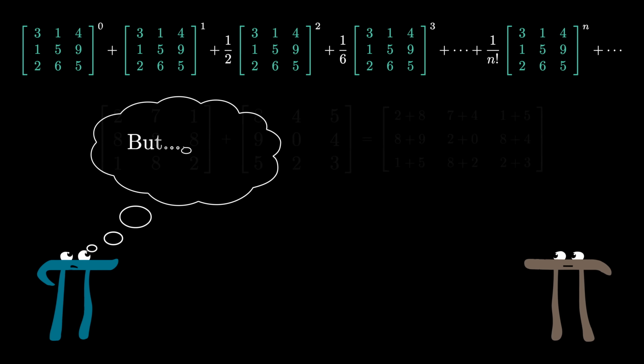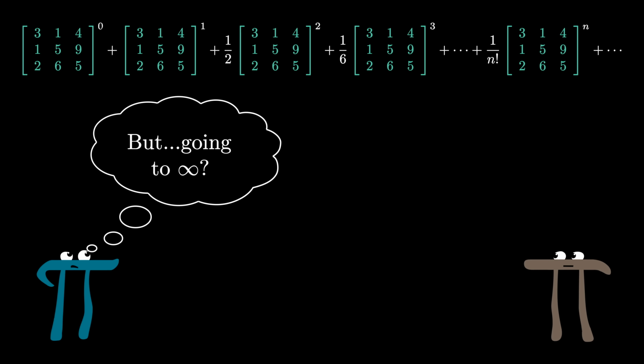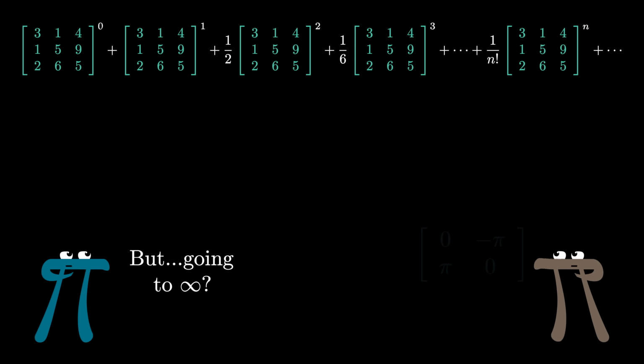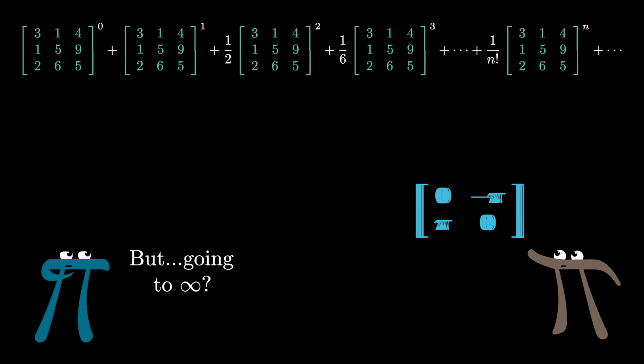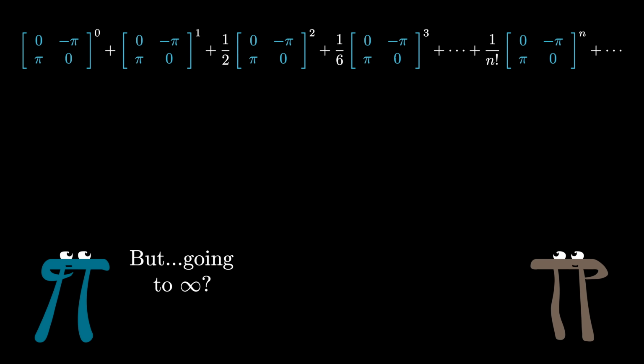The astute among you might ask how sensible it is to take this out to infinity, which would be a great question, one that I'm largely going to postpone the answer to, but I can show you one pretty fun example here now. Take this 2 by 2 matrix that has negative pi and pi sitting off its diagonal entries. Let's see what the sum gives.